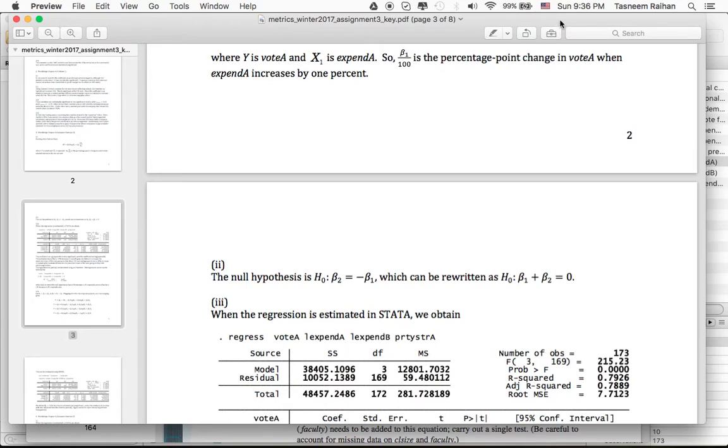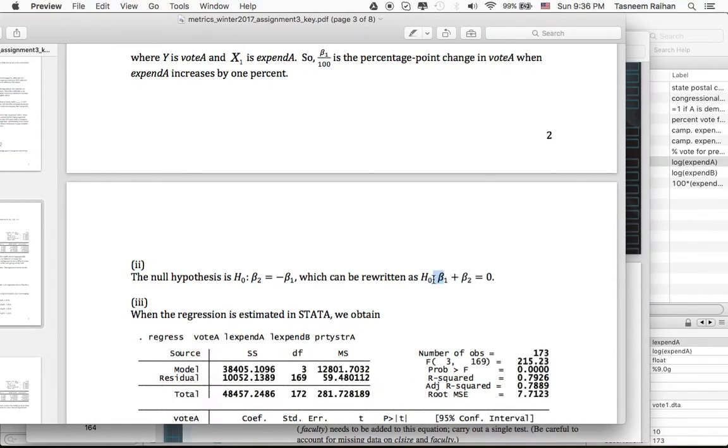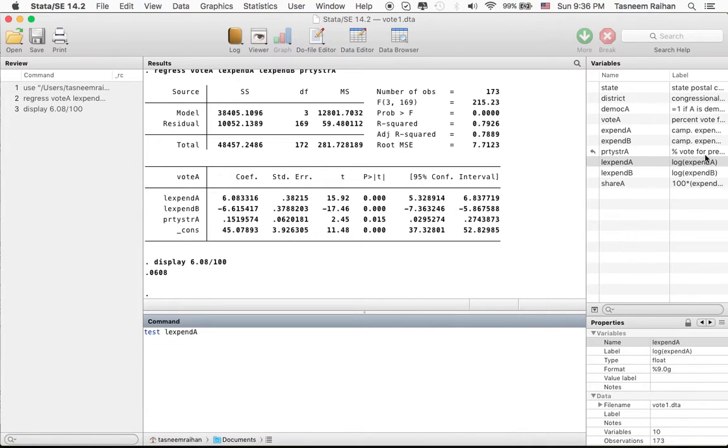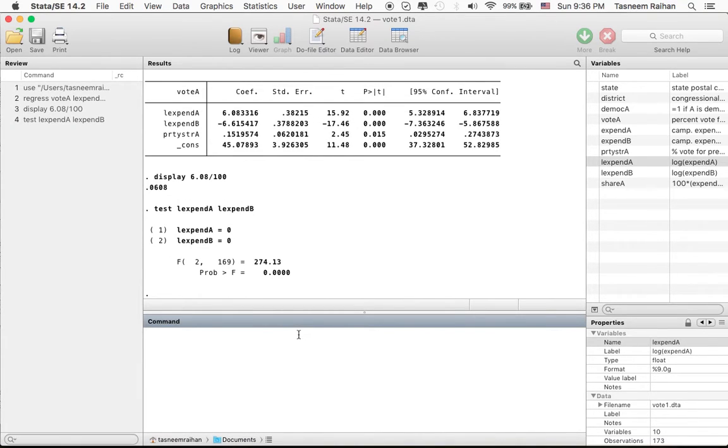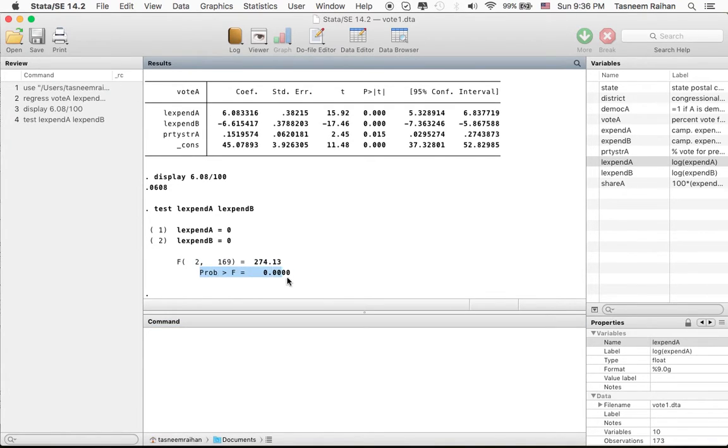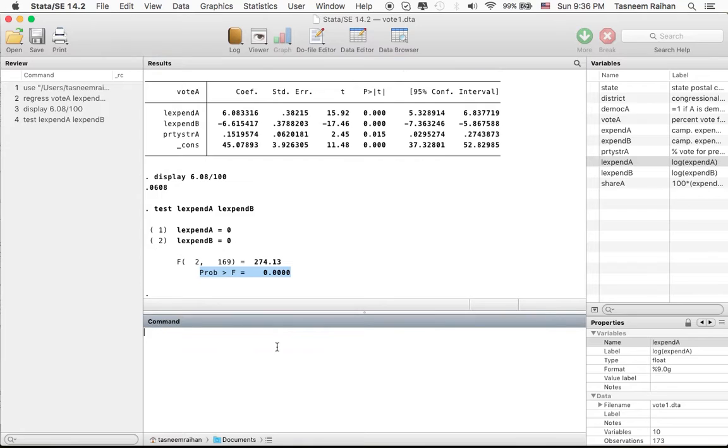So write that with the name of this variable, L expand A, and we write the name of the variable associated with the coefficient beta 2, because remember we are testing beta 1 plus beta 2. Beta 1 is associated with log expenditure A, and beta 2 is associated with log expenditure B. So log expenditure A is given by L expand A, log expenditure B is given by L expand B. So let's write L expand B, test. Okay, hit enter. Now we have the p-value here. The p-value is 0, so it's definitely less than 0.05, and we know if the p is too low, the null must go. So because the p is too low here, we reject the null hypothesis.